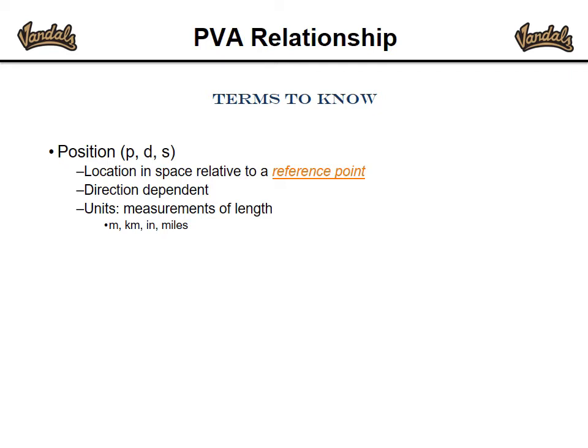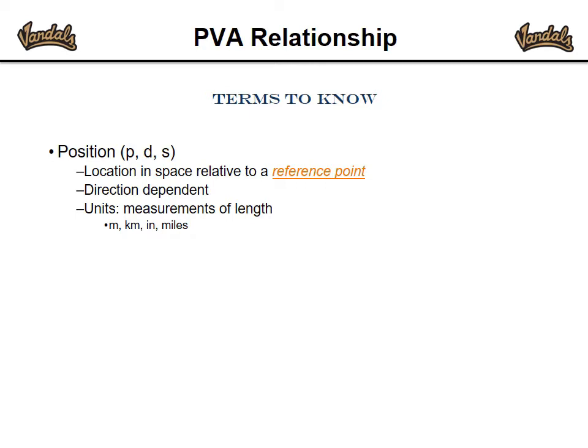All right, guys, so here we go. We're going to talk about the terms that you need to know and how they relate to each other. And so the PVA, if I ever ask you what PVA, just tell me what those terms stand for: position, velocity, acceleration. But I want to make sure we're clear on what they are and what derivatives each one is to the other. So position, I have it as P, D, or S, depending on what textbook you look at. It could be referring to any one of them.